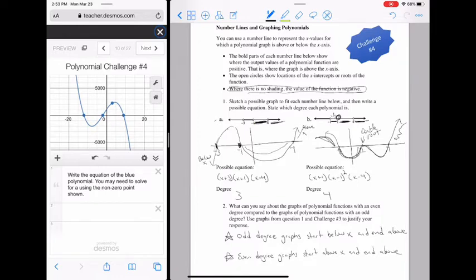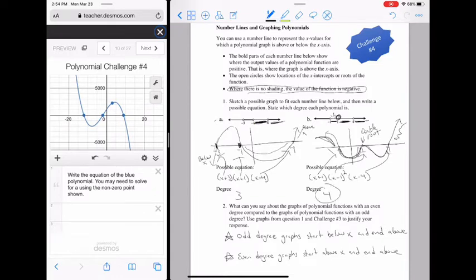So I did my possible equations. x plus 3, this goes with this. x plus 1 goes with this. x minus 4 goes with this. x plus 1 goes with this. x minus 1 squared goes with that one because it's that double root. And x minus 4 goes with that.